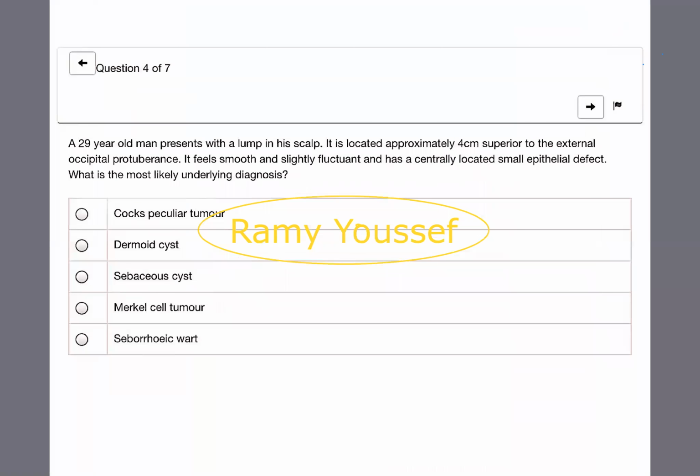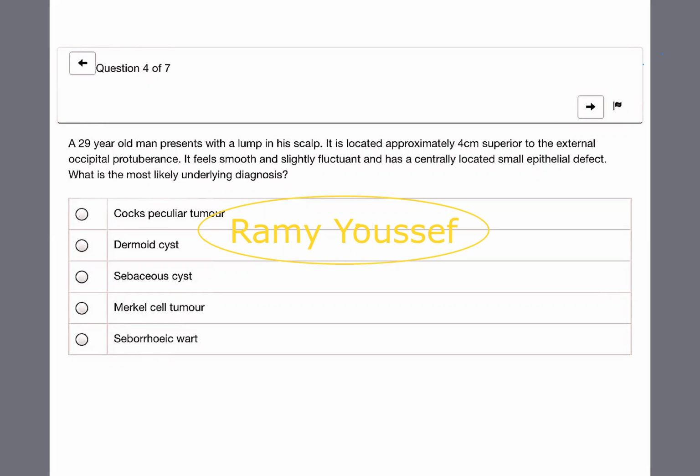A 29-year-old man presented with a lump in his scalp, located approximately 4 centimeters superior to the external occipital protuberance. It feels smooth and slightly fluctuant and has a centrally located small epithelial defect. What is the most likely diagnosis? Cock's peculiar tumor, dermoid cyst, sebaceous cyst, Merkel cell tumor. It is a dermoid cyst.